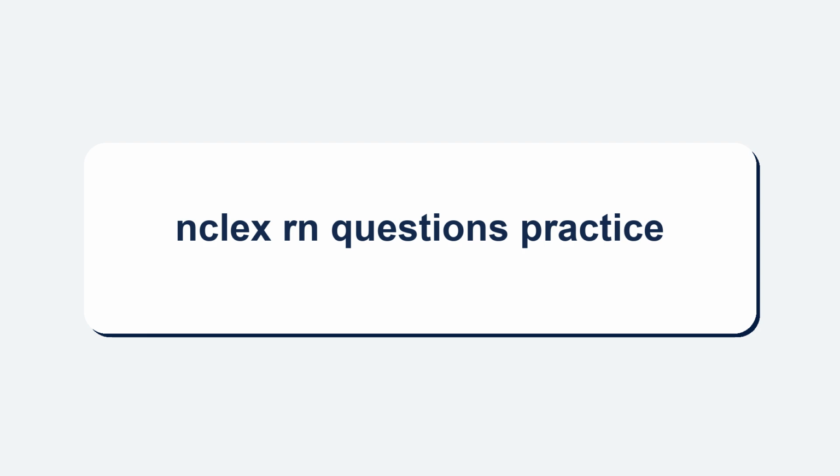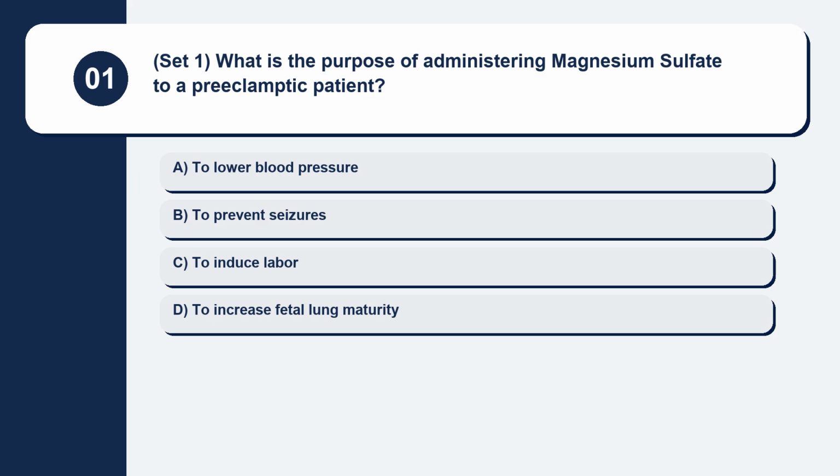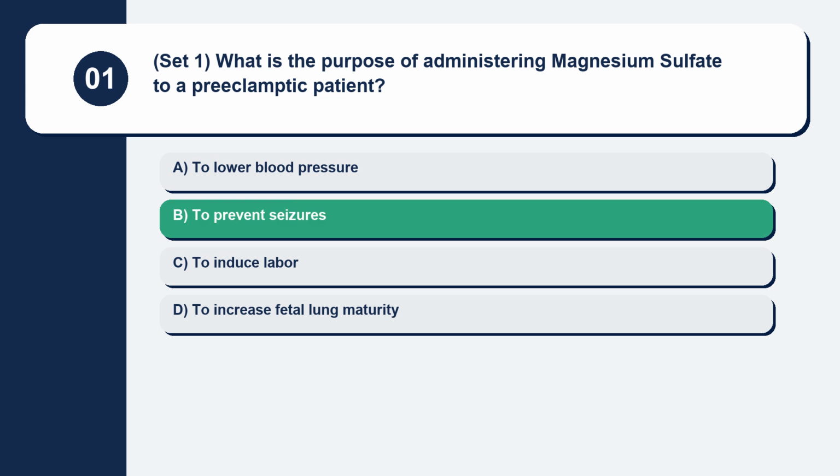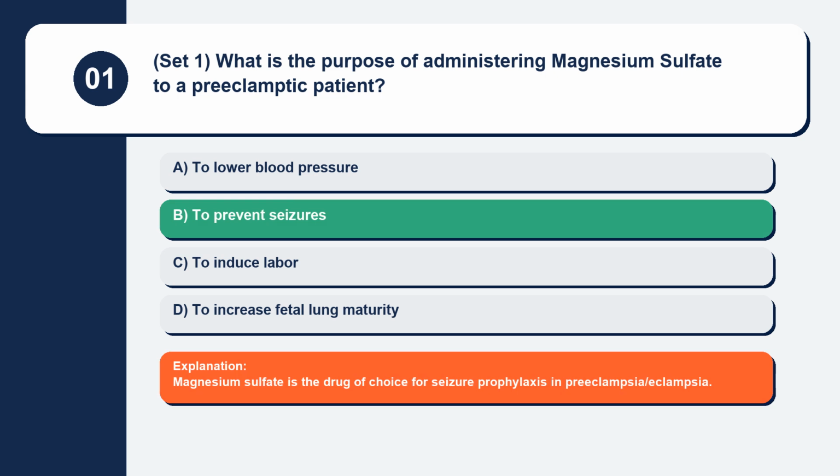NCLEX RN questions practice. Question 1. Set 1. What is the purpose of administering magnesium sulfate to a preeclamptic patient? To lower blood pressure, to prevent seizures, to induce labor, to increase fetal lung maturity. Magnesium sulfate is the drug of choice for seizure prophylaxis in preeclampsia/eclampsia.